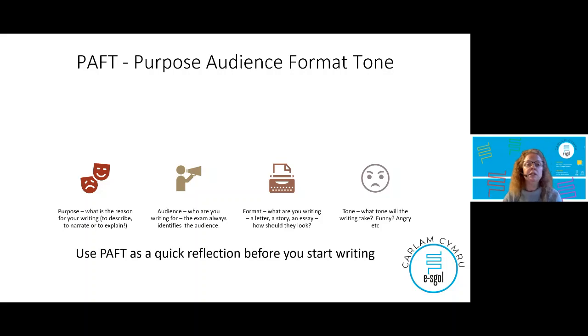I don't know if your teacher does this with you, but I do this with all of my classes. I think this is really important. I've even started trying to introduce this down into year 7 now, because I think it's so important that if you're writing, you understand this. So if you use this as a way of starting your exam, you'd write PAFT down your page, and then you think, right, why am I writing? Who is the audience for which I'm writing? What am I writing? So what is my format? And the tone, what tone of voice am I using?